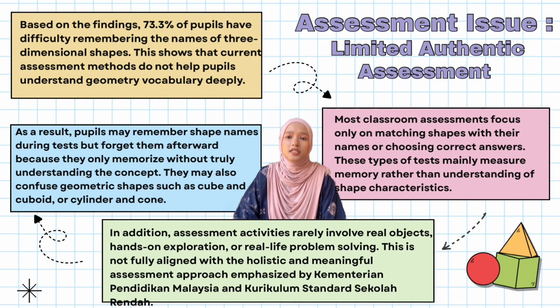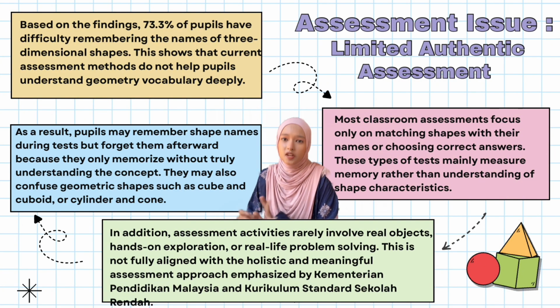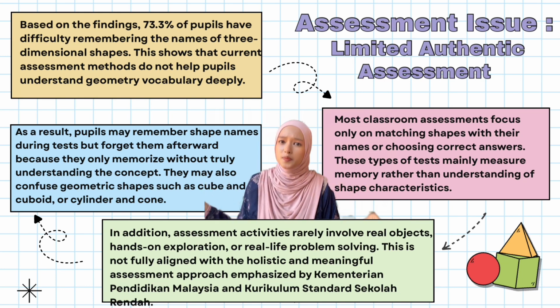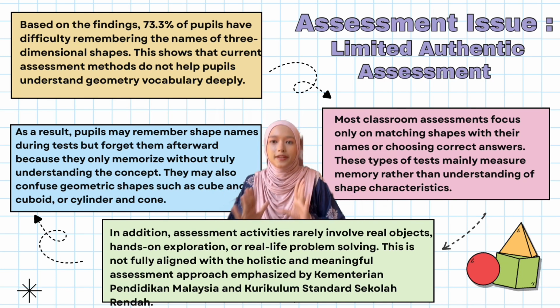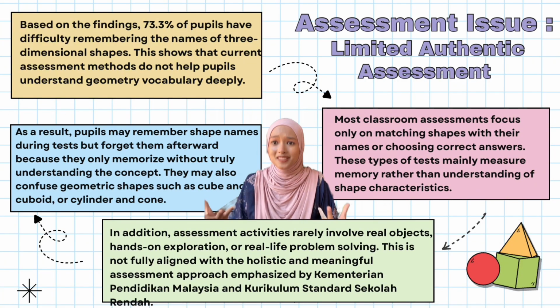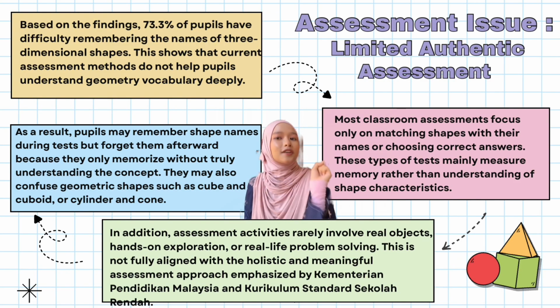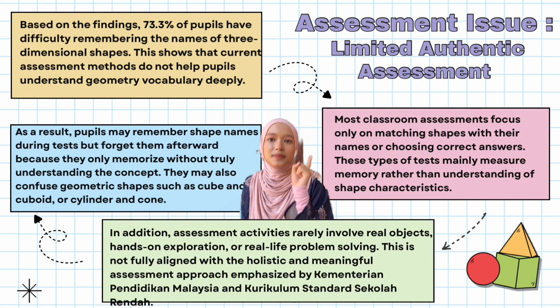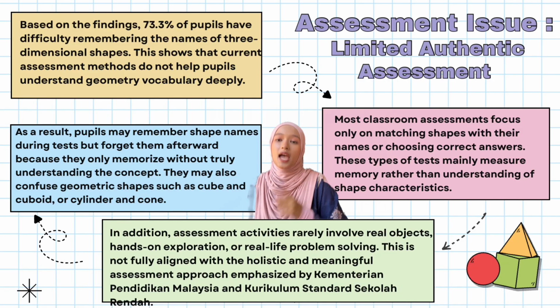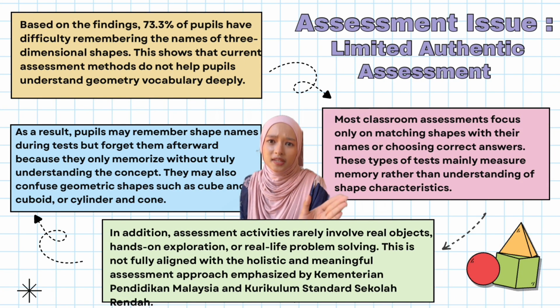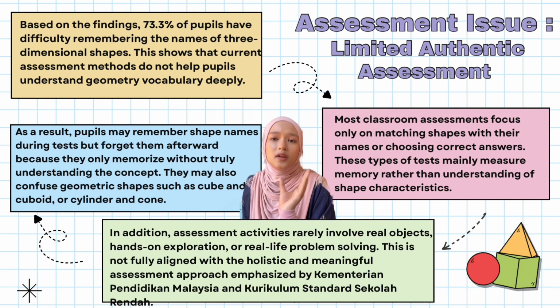Based on the findings, 73.3% of people have difficulty remembering the names of 3D shapes. This shows that the current assessment methods do not help pupils understand geometry vocabulary deeply. Most classroom assessments focus only on matching shapes with their names or choosing the correct answer. These types of tests mainly measure memory rather than understanding of shape characteristics. As a result, pupils may remember the shape name during the test but forget it afterward because they only memorize it without truly understanding the concept.